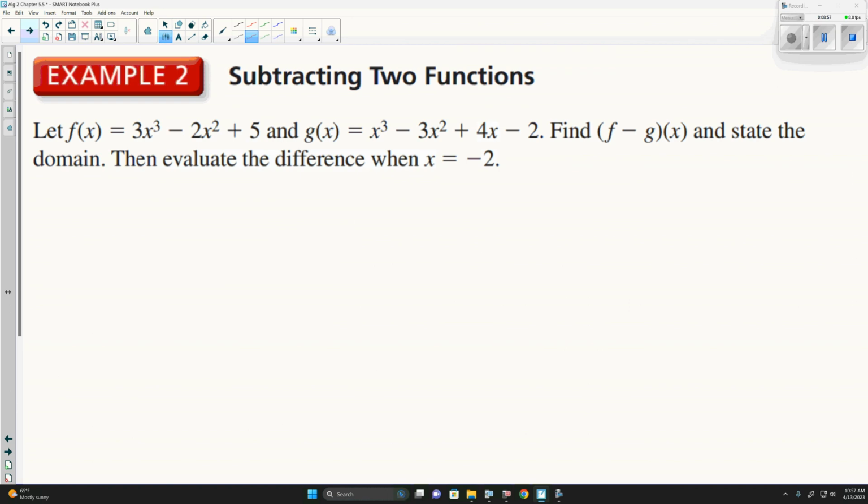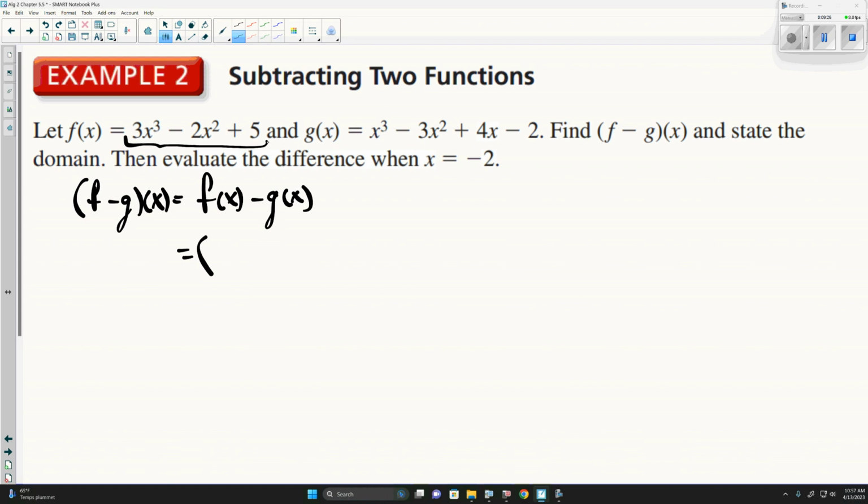Subtracting. So we're going from addition to subtracting these two functions. We could start off with finding what f minus g of x is. F minus g of x is the same as f of x minus g of x. Well, f of x in our case is 3x cubed minus 2x squared plus 5.